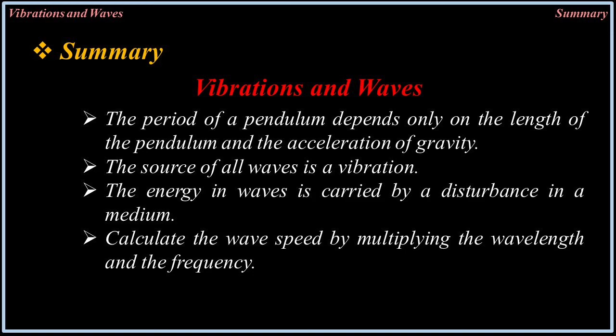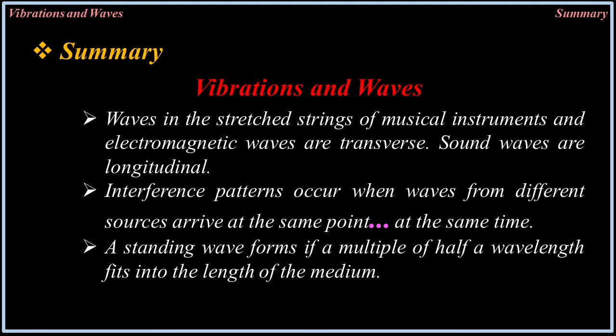Summary: vibrations and waves. The period of a pendulum depends only on the length of the pendulum and the acceleration of gravity. The source of all waves is a vibration. The energy in waves is carried by a disturbance in a medium. Calculate the wave speed by multiplying the wavelength and the frequency. Waves in the stretched springs of musical instruments and electromagnetic waves are transverse. Sound waves are longitudinal. Interference patterns occur when waves from different sources arrive at the same point, at the same time. A standing wave forms if a multiple of half a wavelength fits into the length of the medium.